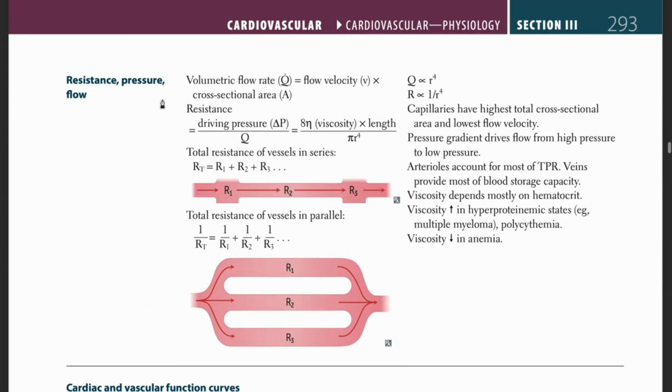Okay, resistance, pressure, and flow. Now volumetric flow rate, Q. That's cardiac output equal to this. Q equals flow velocity times cross-sectional area. So what that actually means is, if the cross-sectional area is increased, like a big one like that, you're going to have a bigger flow rate. If the cross-sectional area is decreased, like this one, it's going to have a lower flow rate than a vessel that's this big, right?